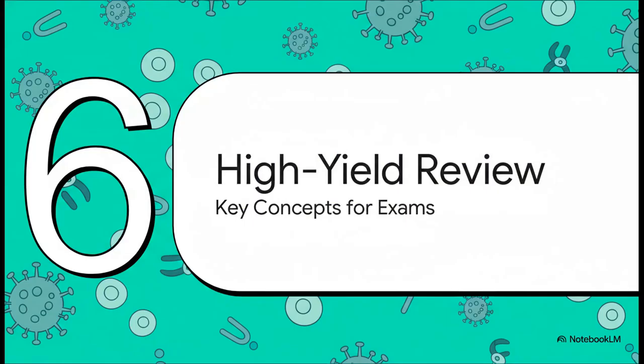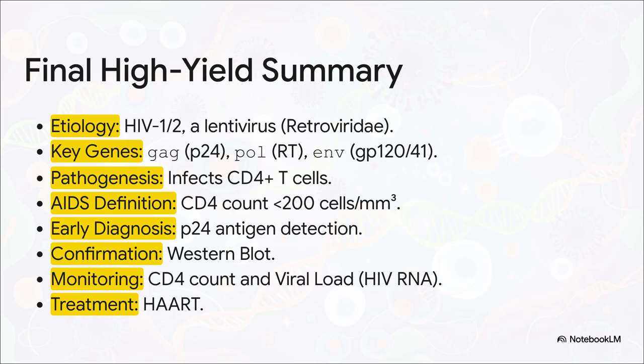Okay, to wrap things up, let's do a quick high-yield review of the absolute must-know concepts and markers, especially the kind of things that show up on exams. So here are the key takeaways. The cause? HIV, a lentivirus. The key genes? GAG for P24, POL for reverse transcriptase, and ENV for GP120 and 41. Pathogenesis? It's all about the infection of CD4 plus T cells. The definition of AIDS? A CD4 count below 200 or an AIDS-defining illness.